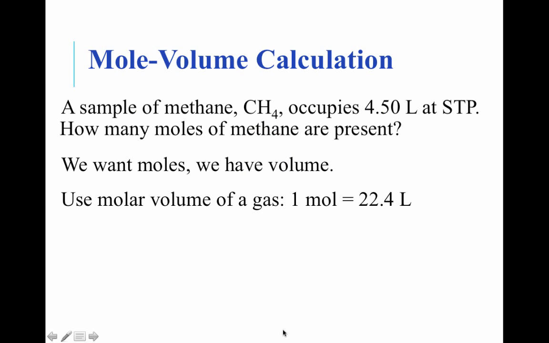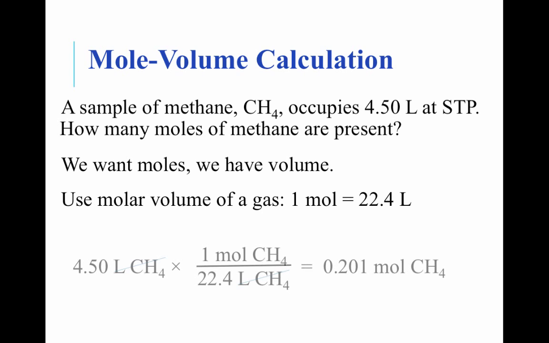So now that we've identified the conversion equality we're using, we need to set up the problem. If we look at how I set that up, I started with my given, 4.50 liters of methane, and then I set up my conversion equality, 1 mole of methane is equal to 22.4 liters of methane, with the liters of methane at the bottom so that it would cancel out. And I got my answer of 0.201 moles of methane.